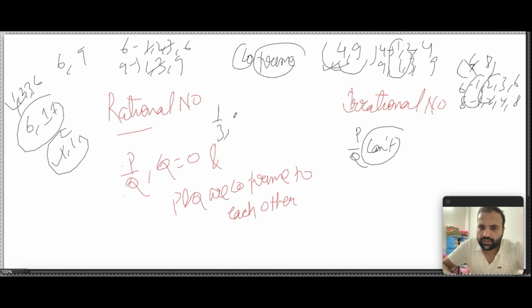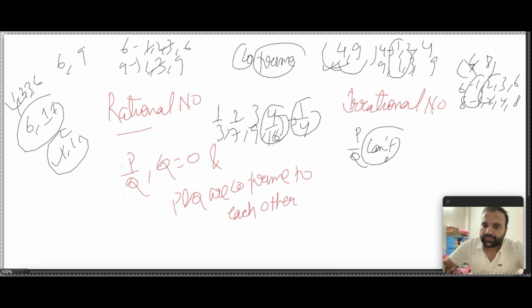Let's say for rational numbers, we have 1 by 3, 2 by 7. You can think of any number which can be taken as p by q. Okay, 4 by 16. Again, 4 by 16, these are not coprime, so this is not in the right form. But yes, once it gets to 1 by 4, then it is rational. Now, how about irrational numbers? Why can we not consider an irrational number in p by q form?